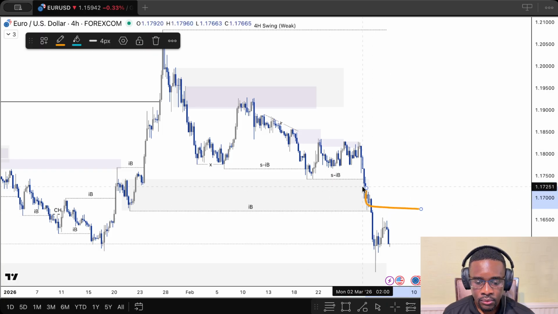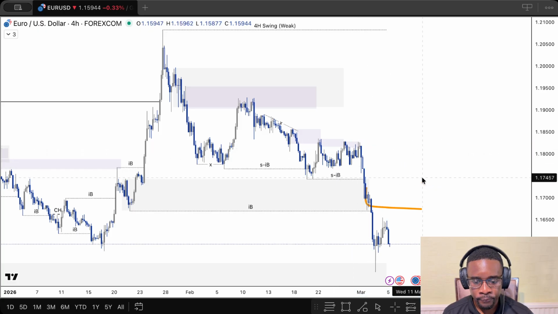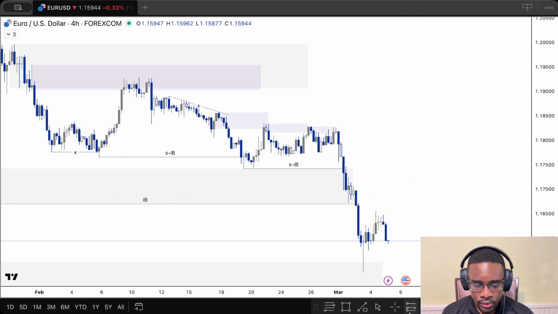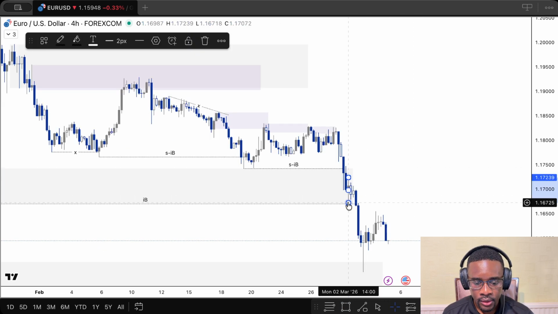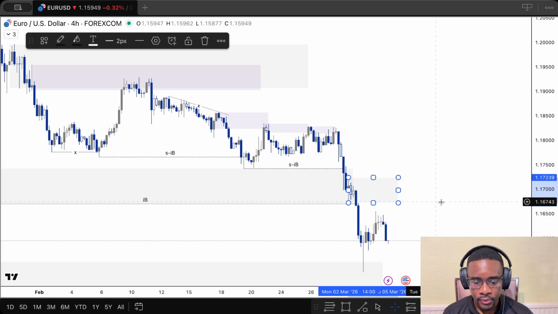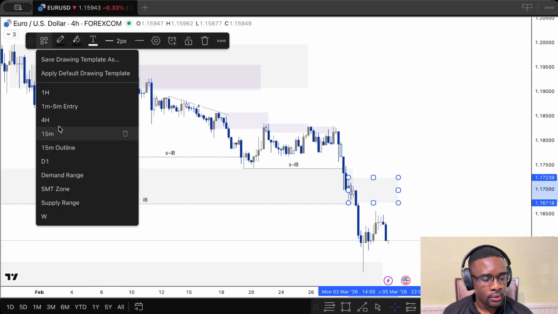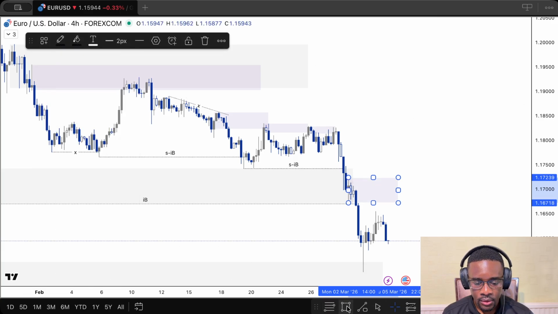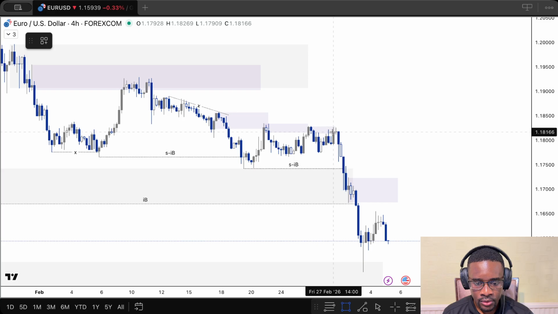So we do have this area of interest. We do have another area of supply right over there. So price could pull up, right, give a pullback and react from these areas. So let's see if I mark that out. Then this one is at the extreme.